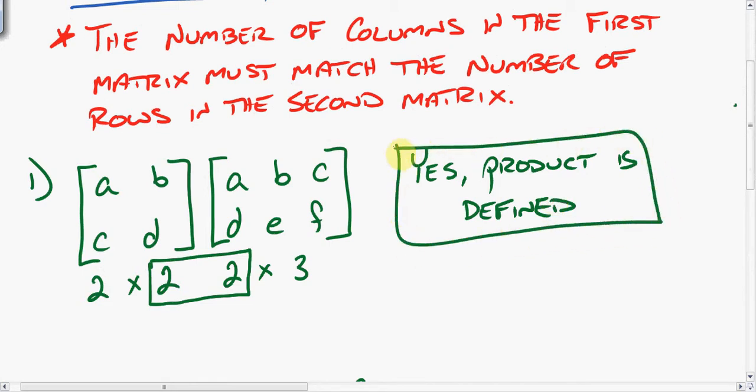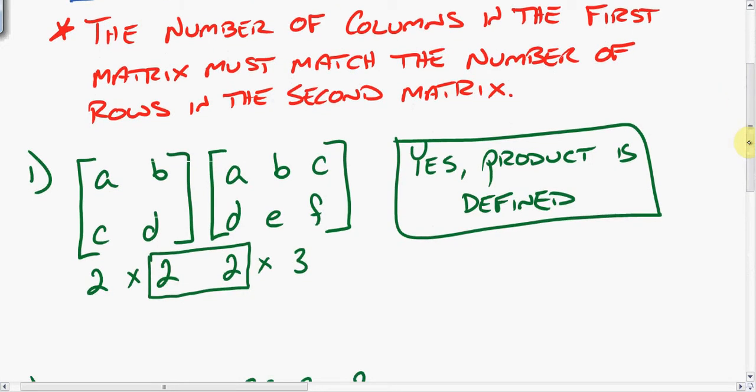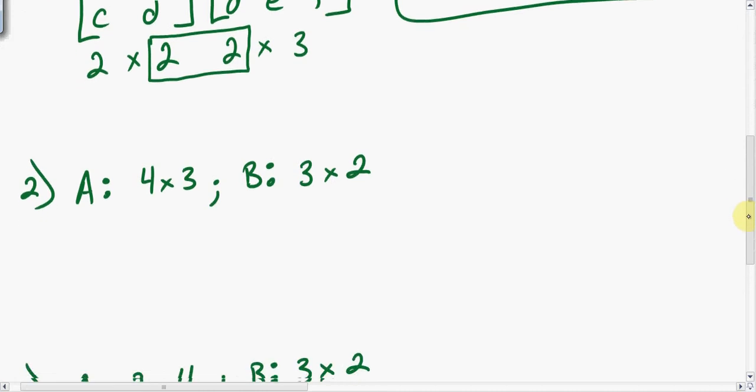If we were going to go on and multiply these 2 matrices together, we could do that. But that's not the point of this part. All we want to do is say whether it's defined or not. We'll multiply matrices in later parts. So let's go on to the second problem.